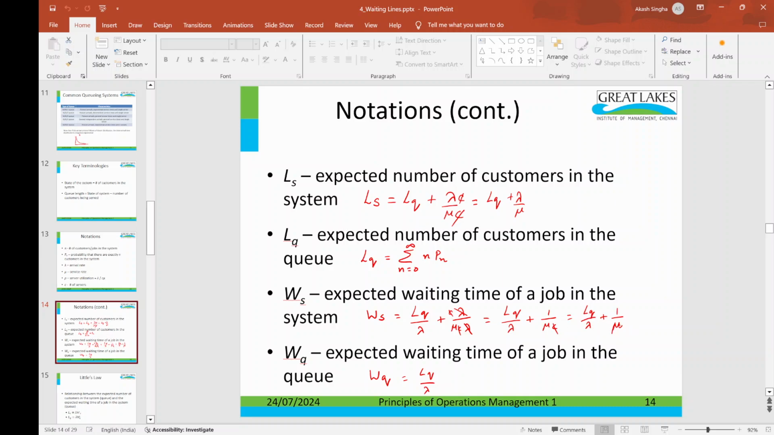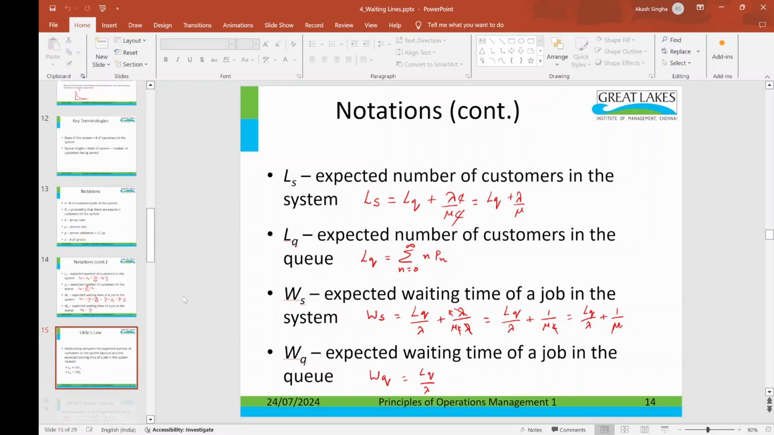In the last point, you can see LQ is the expected number of customers and lambda is the arrival rate. So if we divide, it will give you the expected waiting time of a job in the queue. Then we add 1 by the service rate, because if the service rate is 10 per hour, then 1 by 10 will give you 6 minutes, which is the time taken for each car. So waiting time in the queue plus the time it takes to wash the car gives you the total time the car is in the system.